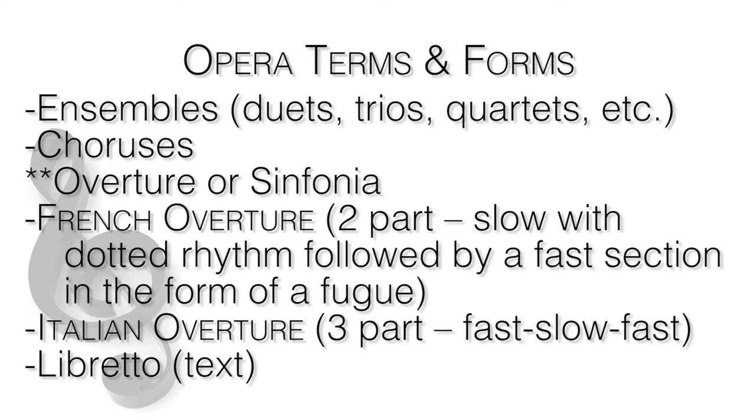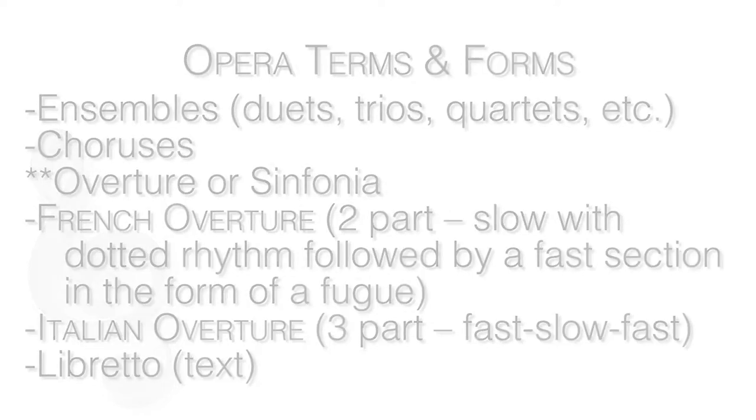Now, these two overtures are very important. They are predecessors to the coming symphony, which will gel and come into practice in the classic period. So I want you to be aware of what the French and the Italian overture consist of. A French overture has two sections. It starts off with a slow, dotted rhythm pattern section that then goes into a fast section, which is in the form of a fugue.